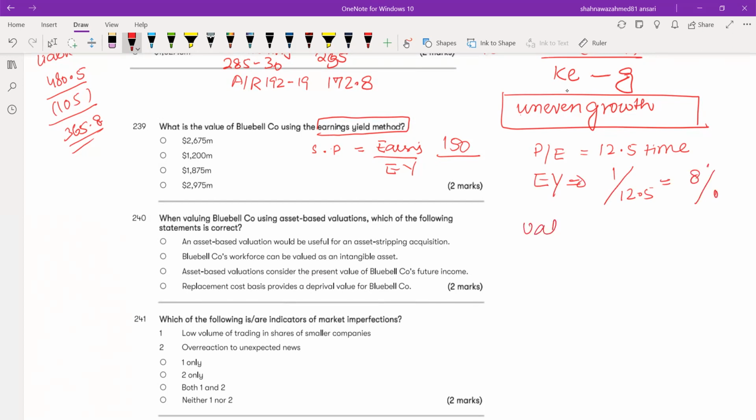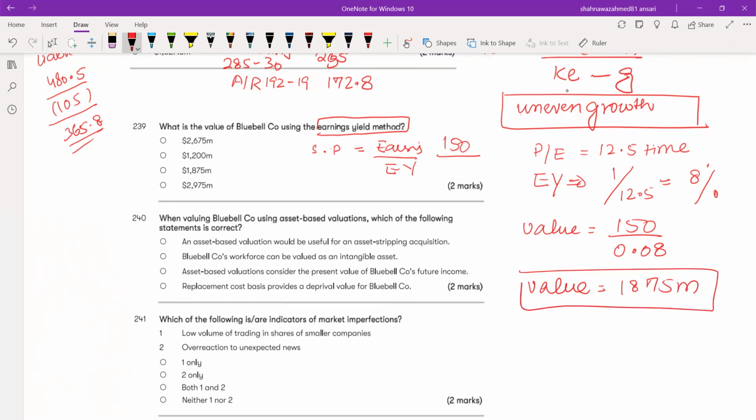So value is earning over earning yield. So the value is 1875 million on the basis of earning yield valuation.